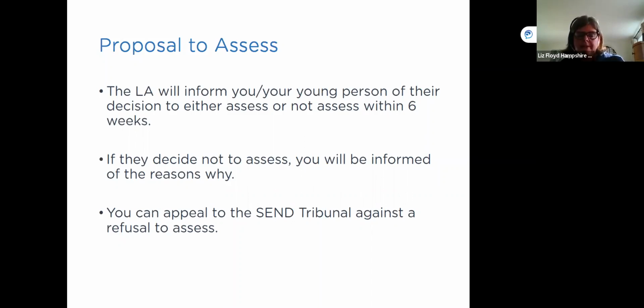And if you decide to appeal that, then it's generally done on the papers, which means it doesn't go through to a hearing. So I don't want to focus on that too much because this isn't about appeals today, but I just wanted to let you know that if that is a decision you get back, a decision not to assess, then you can appeal that. And you can also call us, of course, at Hampshire SENDIASS if that happens to you.